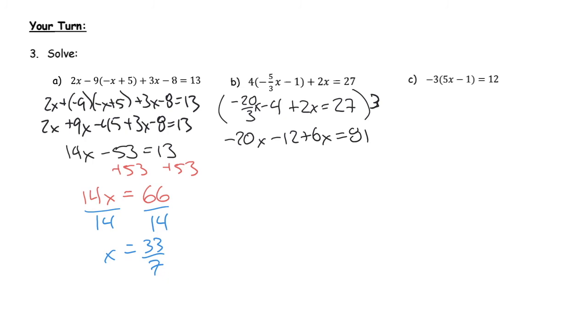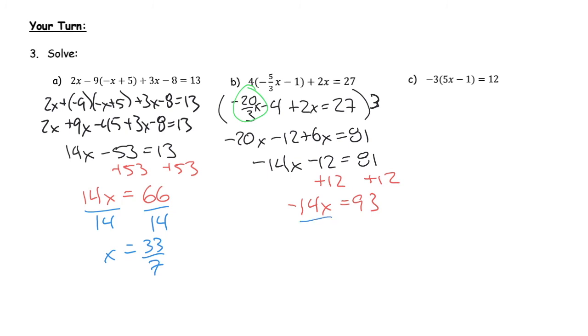That first term, because there's a 3 in the denominator, the 3 in the numerator is going to cancel with the 3 in the denominator, and you're just going to be left with that negative 20. I hope that makes sense. I am sort of skipping a step here because we've done that a few times already. Negative 20x plus 6x is going to be negative 14x minus 12 is equal to 81. And now I will bring that 12 over to the other side to get negative 14x is equal to 93.